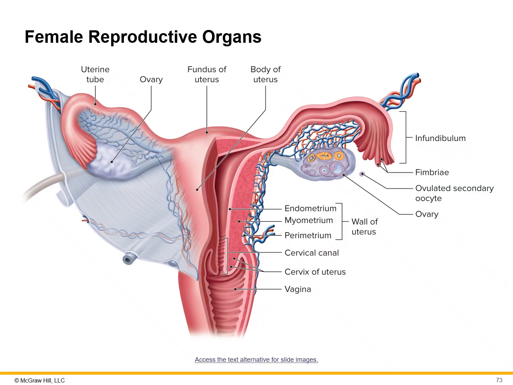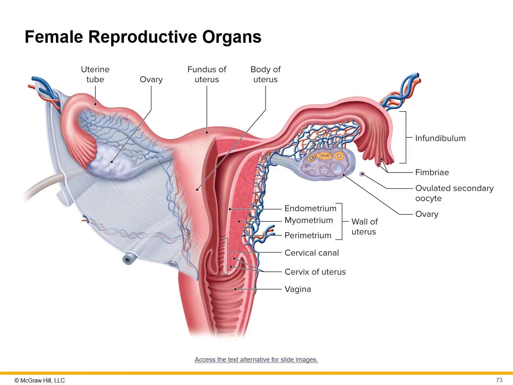All right. So definitely need to know this diagram for sure. You need to know the uterine tube, the body of the uterus, the ovary, the perimetrium, the cervical orifice, the vagina, the cervix, the myometrium, the endometrium, and the fimbriae. Also with the cervix, that is the portion of the uterus that protrudes into the vagina.